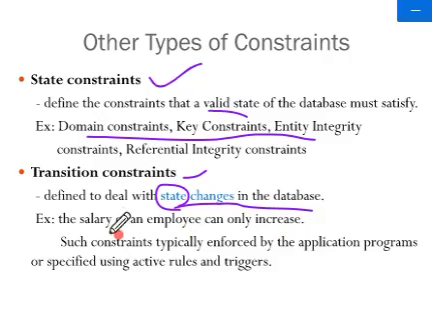So like that, and the salary of an employee can only increase. Such type of constraint, where the database state will keep on changing, we call a transition constraint. Such constraints are typically enforced by the application programs or specified using active rules and triggers. So state transition constraints will be enforced through application programs or through the rules, active rules and triggers.